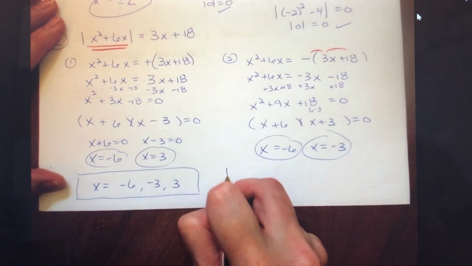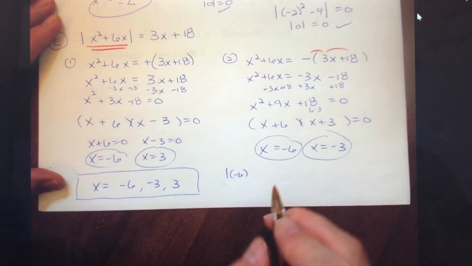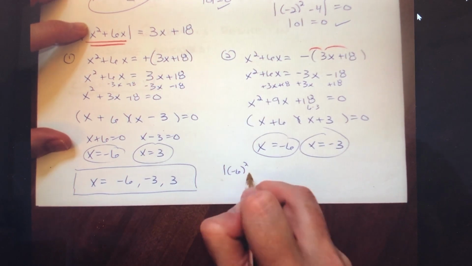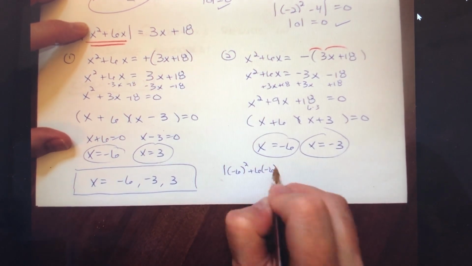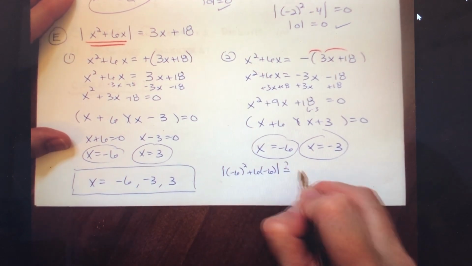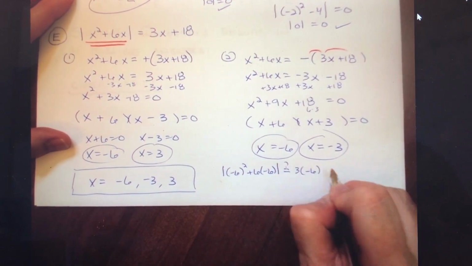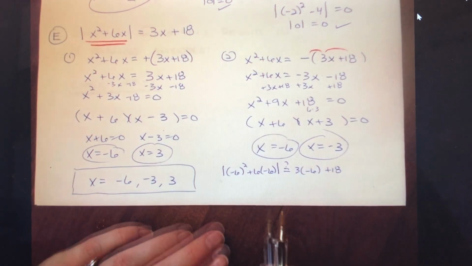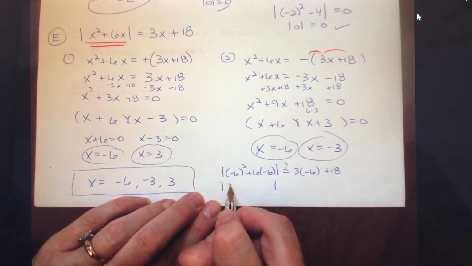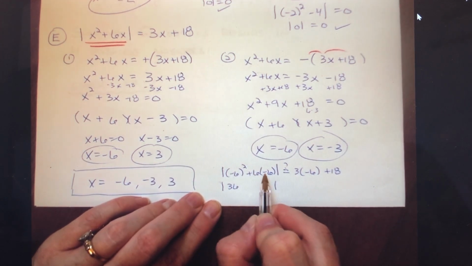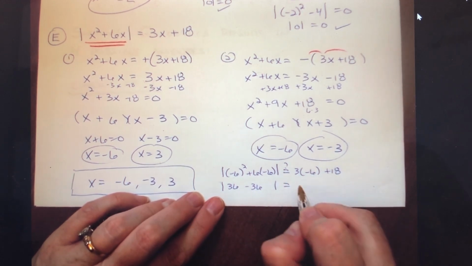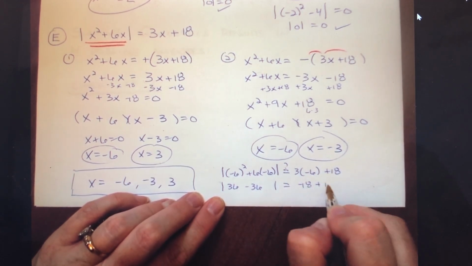So if I were to check that, I would say I want to take a -6 and put it right there. So I need to take the absolute value of -6 squared plus 6 times -6, the absolute value of all of that. Does that equal 3 times -6 plus 18? So let's see what happens. So inside the absolute value bars, -6 times -6, that is 36. And this is 6 times -6, that's -36. Does that equal 3 times -6 is -18 plus 18?